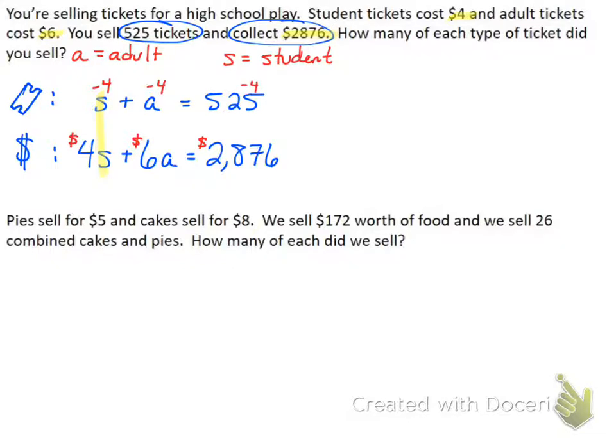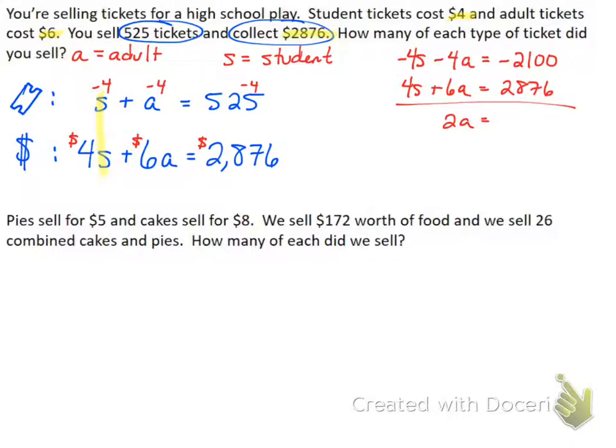And so when I do that, I get -4s minus 4a is equal to, I think it's -2,100. The other equation stays the same. 4s plus 6a is equal to 2,876. When I add my columns together, you should get 2a is equal to 776, and then divide both sides by 2. So the number of adult tickets that I have is 388 adult tickets.